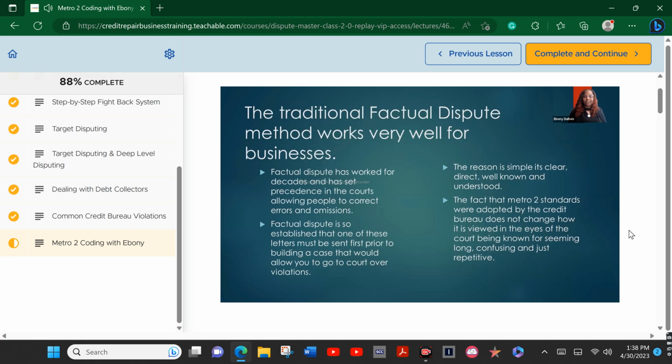So when you walk in and have a conversation about a violation that's a factual dispute, it makes it go a lot easier, okay? Factual dispute is so established that these letters would allow you to go to court with violations right away. Where Metro 2 coding is a fight, it doesn't let you go to court directly. The reason is very simple and direct, well-known and understood when it's factual. When it's Metro 2, it is not clear, it is not well-known, because guess what? It's not open to the public. The judge is not a CRA. The judge is not a data furnisher. So you have to be able to prove your case based off information that you truly don't have access to. That is one of the things I wanted to balance out and compare for you guys, okay? The fact that Metro 2 standards were adopted by the credit bureaus doesn't mean that the court sees it that way, okay? Because the court sees it as long, confusing, and repetitive, okay?